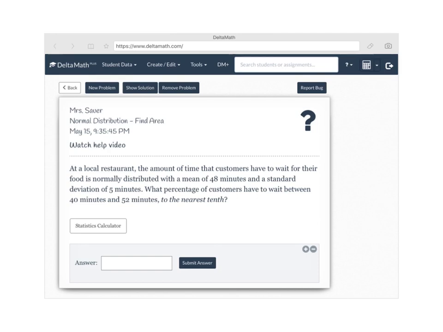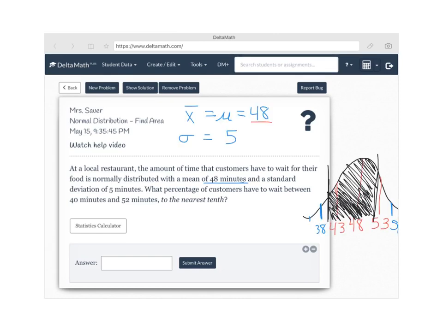Our question asks us to look between 40 minutes, which would be somewhere around here, right? And 52 minutes, which would be somewhere around here. So if I shade in this part of the curve and I kind of eyeball, this is definitely going to be a higher percentage than my last one because I have a whole lot more of that curve shaded in. So we'll go to the calculator piece now.